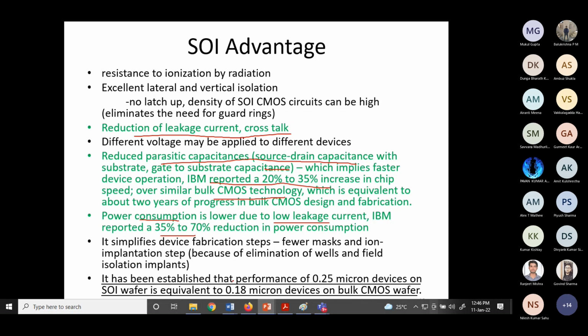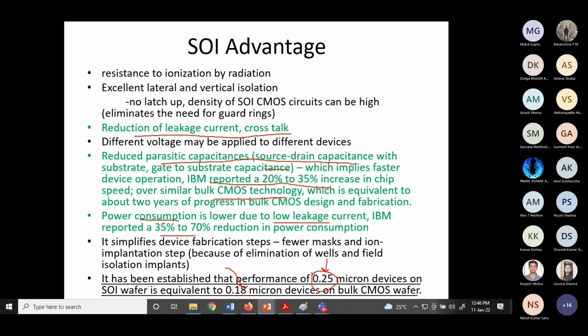So it has been established that the performance of the 250 nanometer node of SOI is equivalent to the 180 nanometer node of CMOS. You see, so without reducing the dimension of the MOSFET, you can achieve similar performance in SOI.